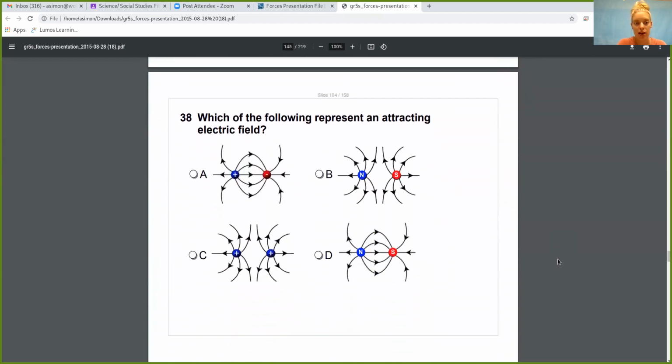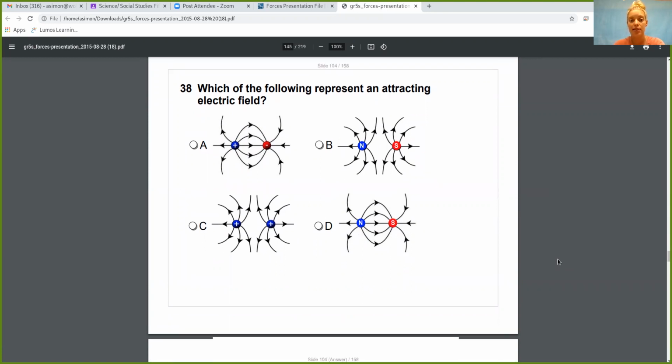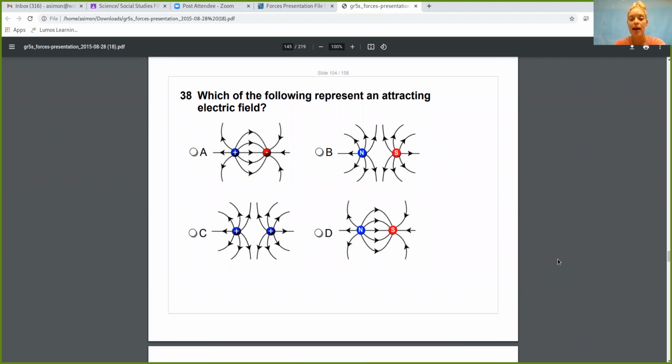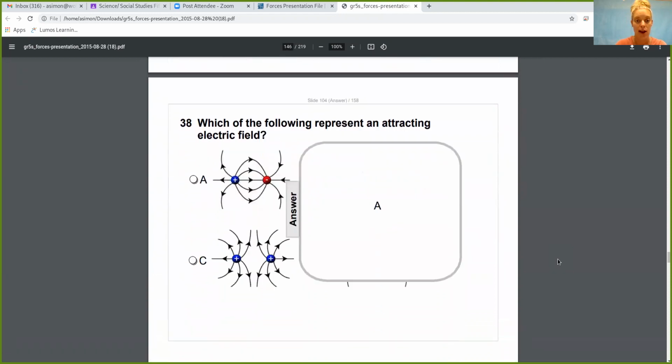All right, let's go through these. Which of the following represents an attracting electric field? A, B, C, or D? If you said A, you are correct. A is going to be attracting because it is a positive and a negative. D will also attract, but D is a magnetic field. We want an electric field, so A is correct.